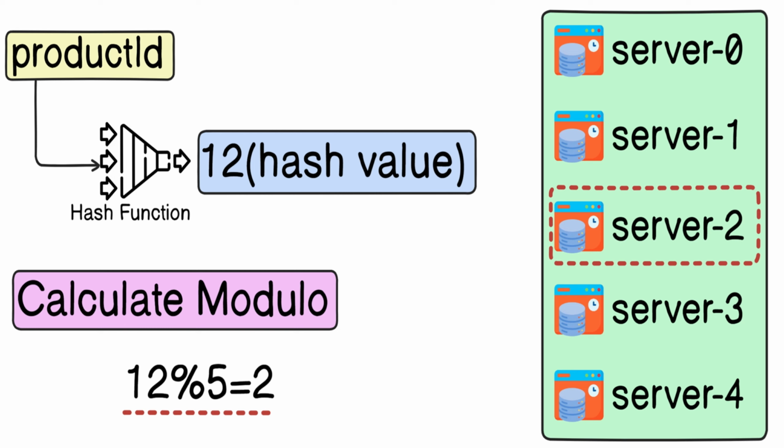Taking a key, running it through a hash function, and then using modulo to decide which cache server stores the data. Pretty straightforward, right? But there is a problem with this approach. What will happen when a cache server fails or a new one is added?